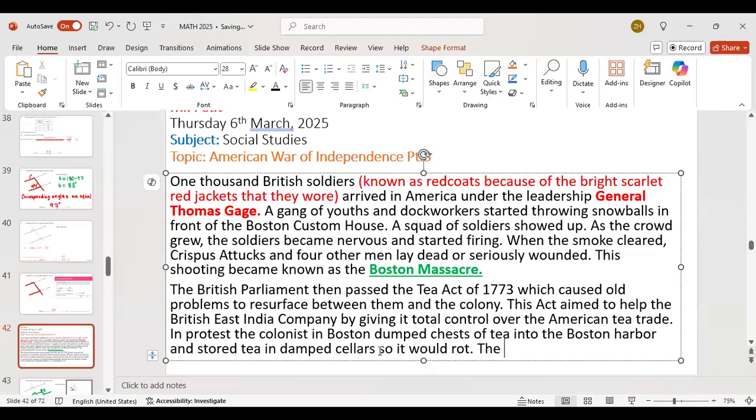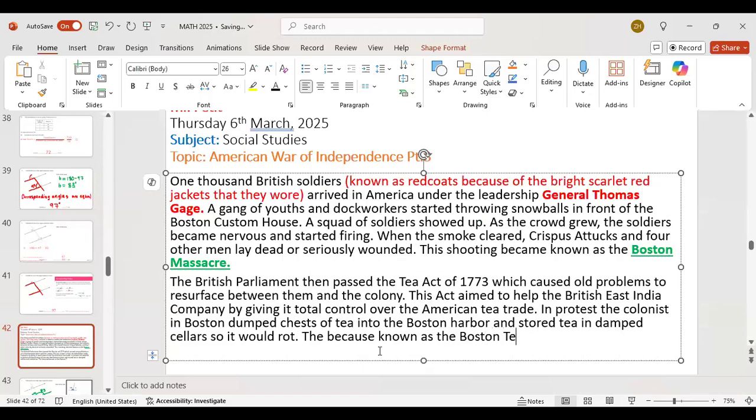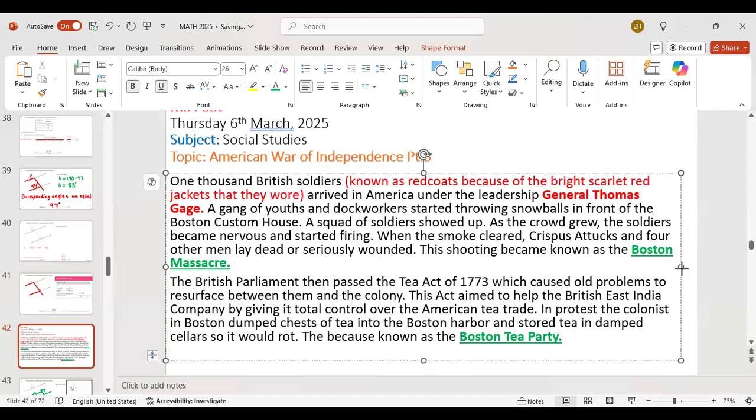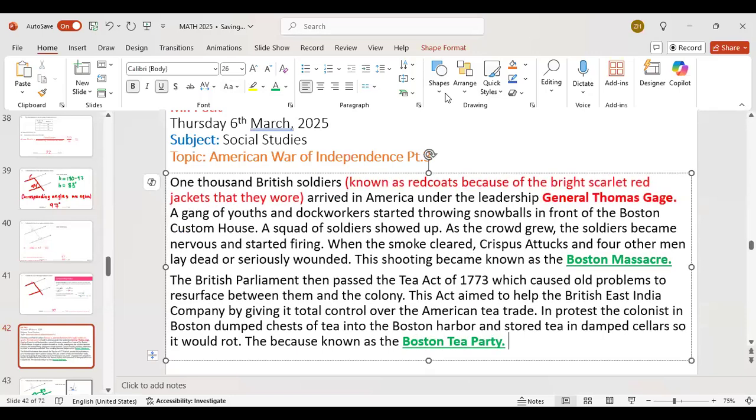What does this become known as? This became known as the Boston Tea Party. Would the Americans sell the rotten tea back to the British without them knowing? No, it's not like that. It's just that they can't use it. So if they can't use it, then it doesn't make any sense trading it anymore.